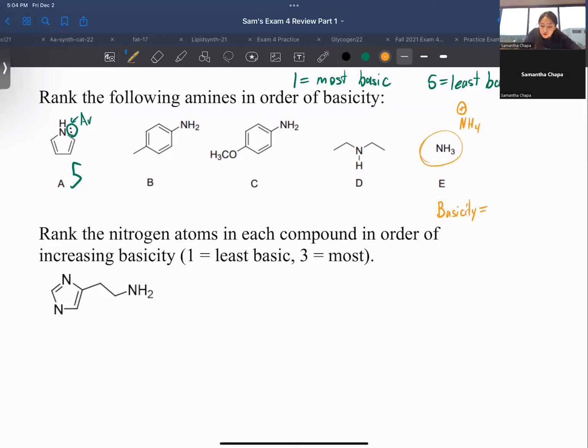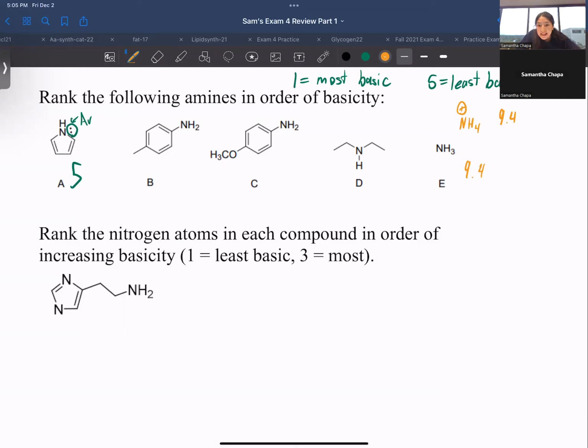So if this were to grab onto a proton, like something that basic would be doing, I'd get ammonium. And so we know the pKa for ammonium is 9.4. Cool. So I'm just going to leave that one here. The pKa of its conjugate acid is 9.4. And so I'm going to go on to D.